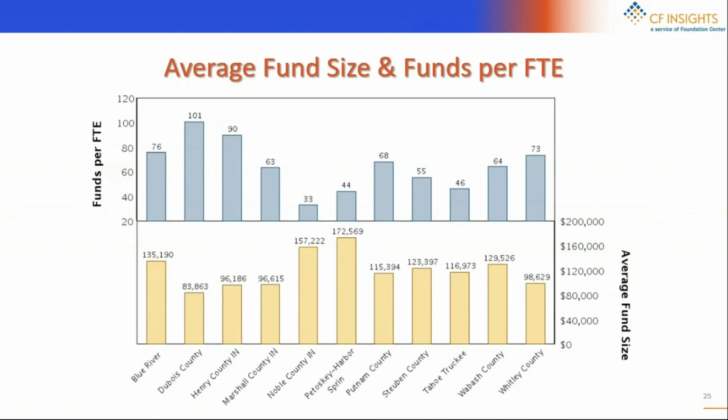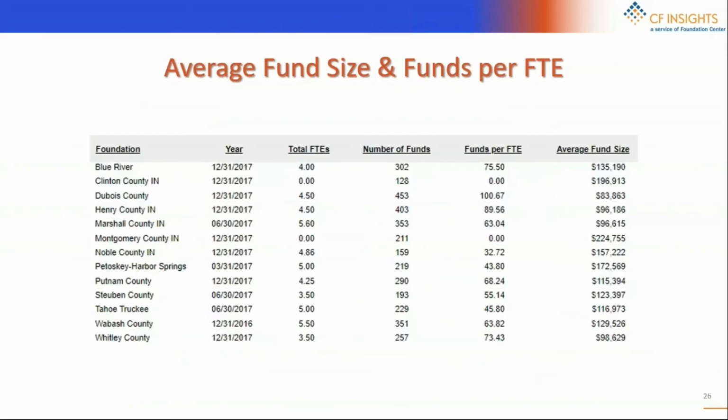You can see pretty easily which foundations have staff manage fewer, larger funds. In the case of Noble County, Indiana, the foundation manages funds that are relatively larger than peers, but fewer of them. Or the opposite, Dubois County. So 101 funds per FTE, which is quite a bit higher than Noble County, but those funds are typically smaller in size. And again, you can see the data underlining that visual.